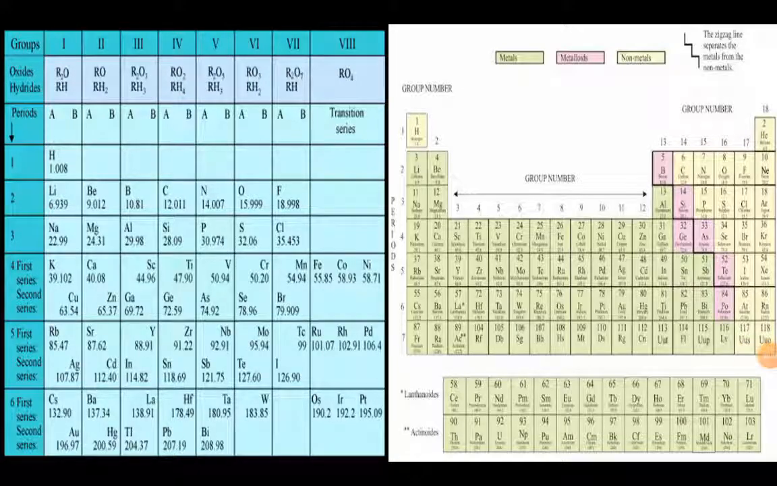Hello everyone. So as we have discussed in the last tutorial the modern periodic table, in today's tutorial we are going to compare the Mendeleev's periodic table and the modern periodic table. On the left hand side what you can see is the Mendeleev's periodic table, and on the right hand side this is the modern periodic table.